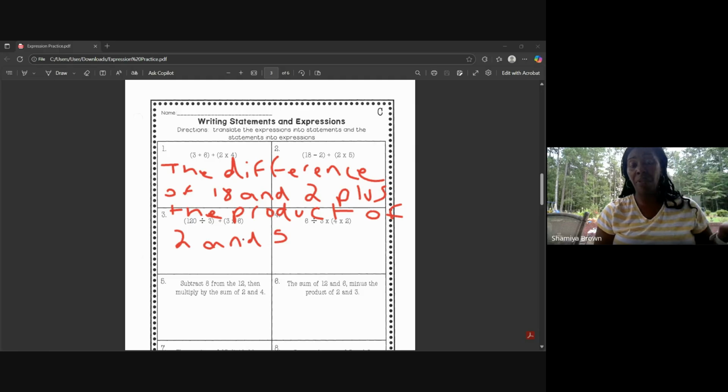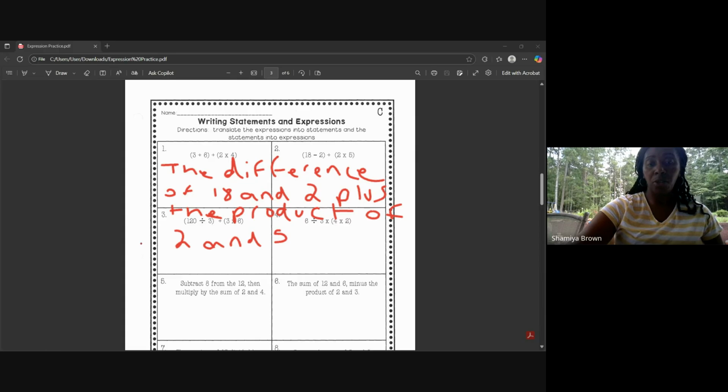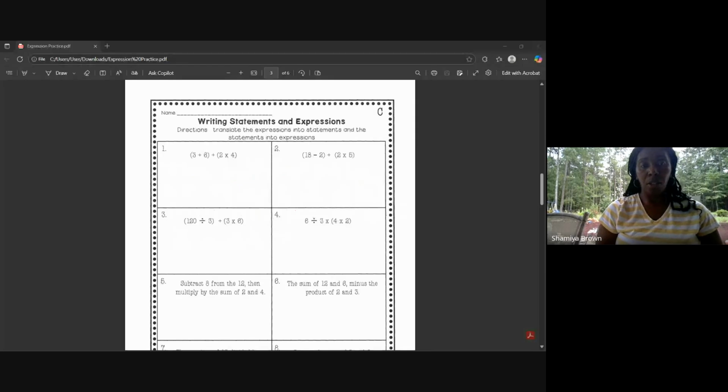I could do it something different. I could say 2 less than 18 added to the product of 2 times 5 or something like that. I mean, there's different ways you could write it, but this is definitely one way. Right, number 3, 120 divided by 3 plus 3 times 6. So 120 divided by 3 plus 3 times 6.